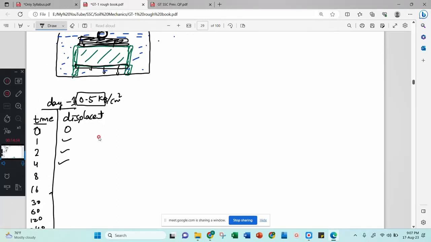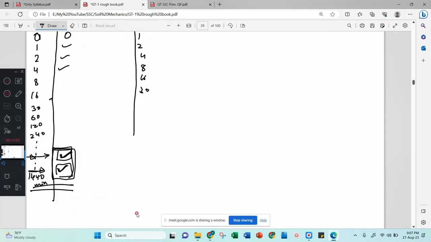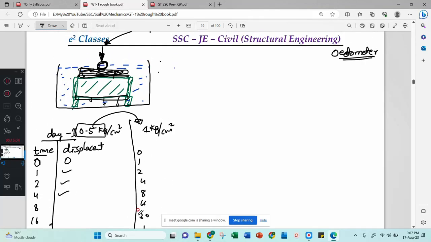Just go to the next day. On the second day you increase this load. That load will be 1 kg per centimeter square, means add 0.5 to the earlier 0.5, then it will be 1 kg per centimeter square. Then again the same times: 0 minute, 1 minute, 2 minutes, 4 minutes, 8 minutes, 16 minutes, 30 minutes, like that you go on increasing the time. And again, when two readings are constant, then you stop the experiment. You stop taking the readings. Then go to the next day.